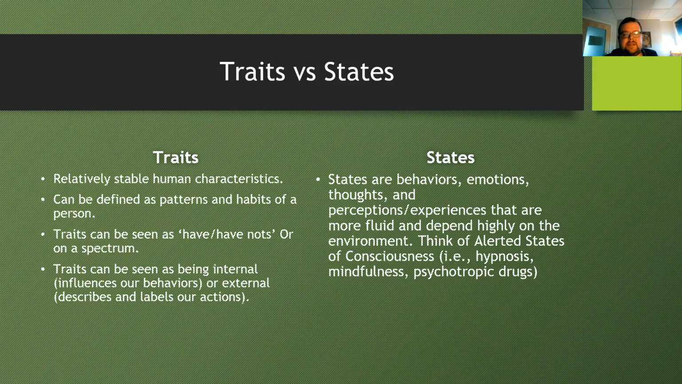So traits can be seen as being internal, so it influences our behavior, or external, describes and labels our actions. So internal would be typically emotions or way someone thinks about something, and external most likely is a behavior.